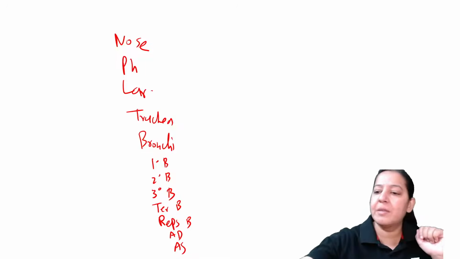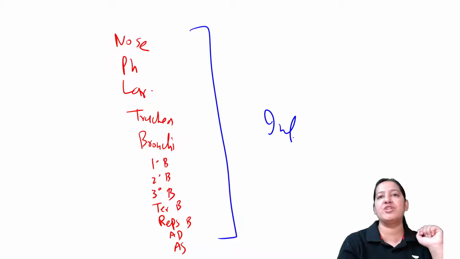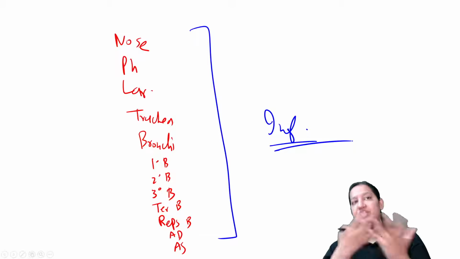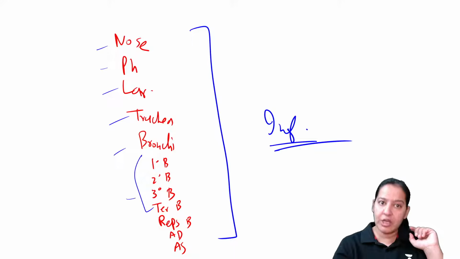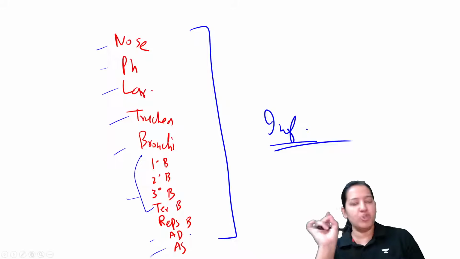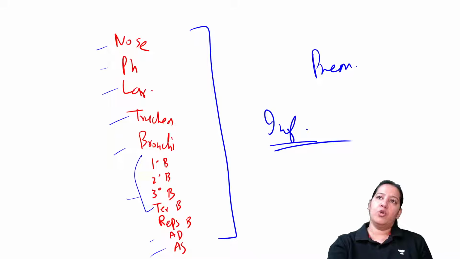Now tell me where is pneumonia. Who will tell specifically? Pneumonia is inflammation of which portion? Is it inflammation of nose, pharynx, larynx, trachea, bronchi, bronchiole, alveolar duct, alveolar sac? Which portion of lung inflammation is known as pneumonia? I'm asking you. No one is replying.